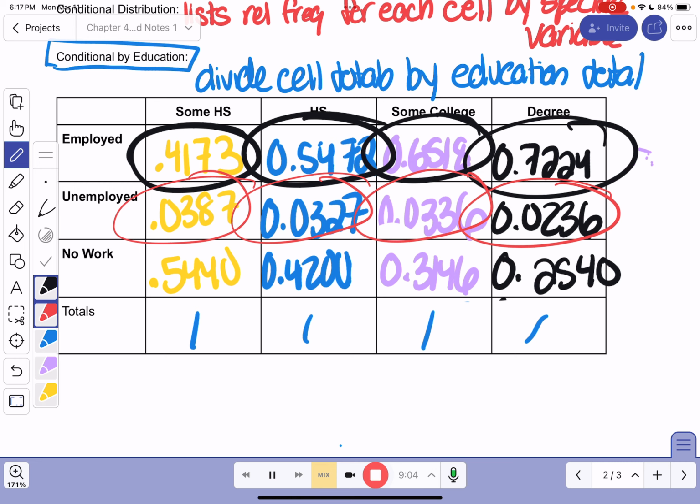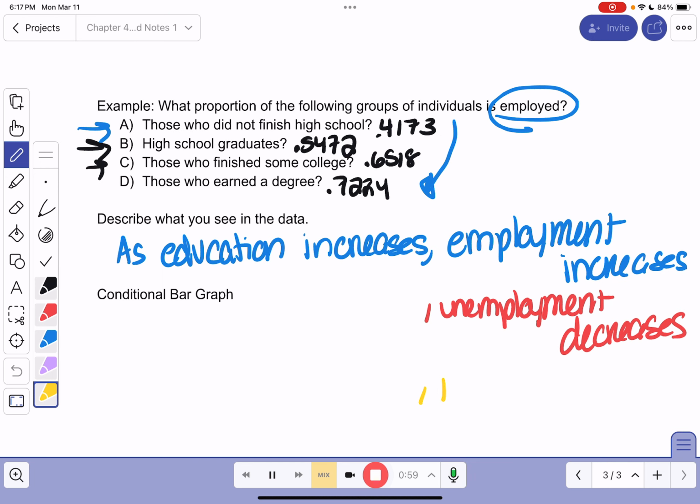And then never worked. Let's look at those. So we've got 0.54, 0.42, and again, those are going down. So as education increases, never working decreases. So all of those things fit. That's all you're doing is you're just describing positive, negative, up or down.